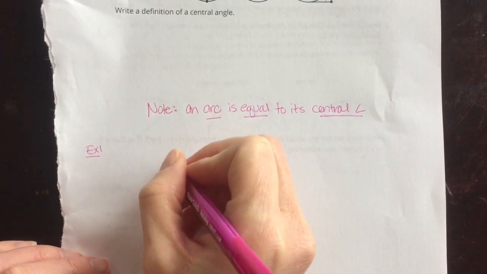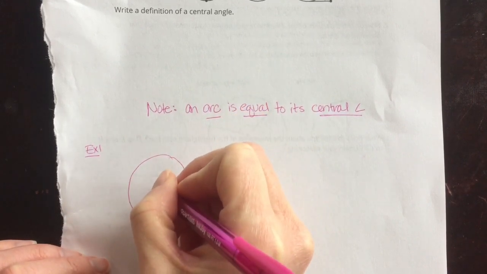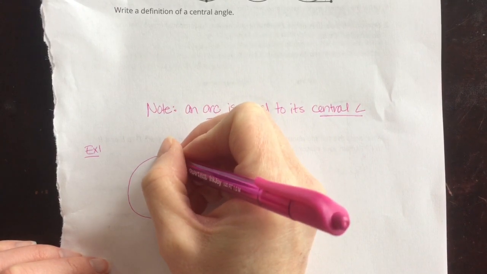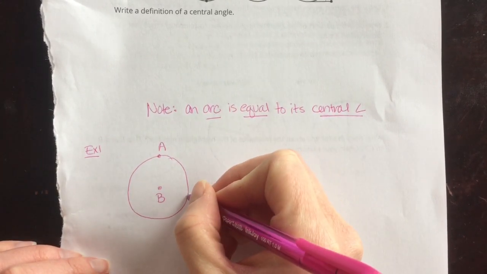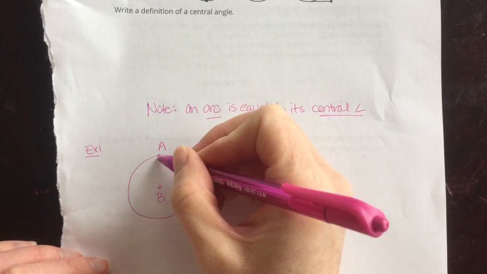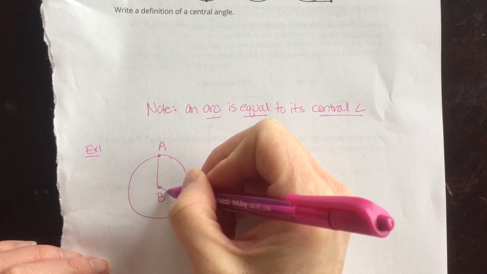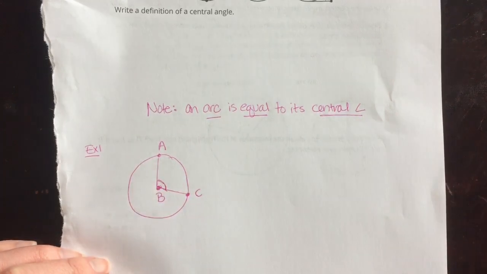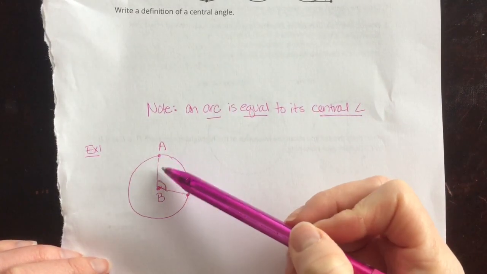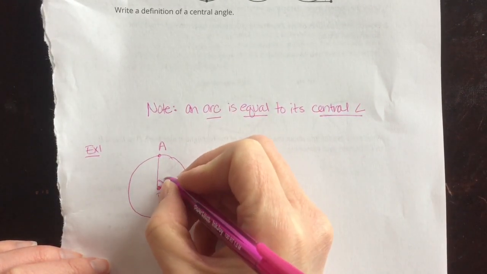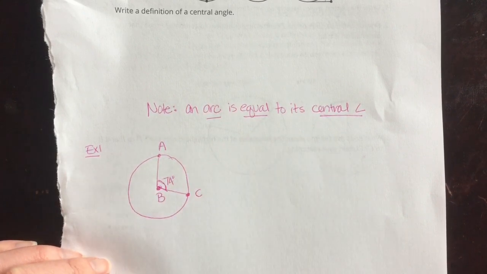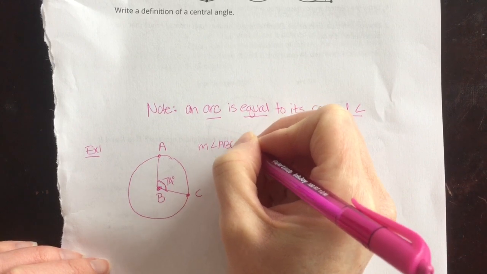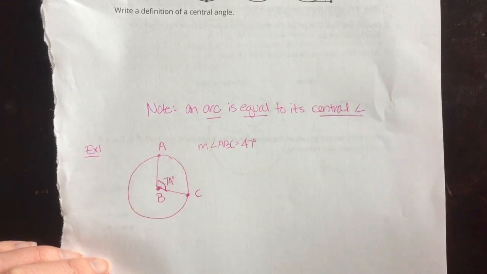So example 1, let's draw a circle and we'll call it circle B. And on circle B, put a point A towards the top and a point C towards the right side. And go ahead and connect those, creating a central angle at B. So this angle ABC, let's say that this is 74 degrees. So then I know the measure of angle ABC equals 74 degrees.